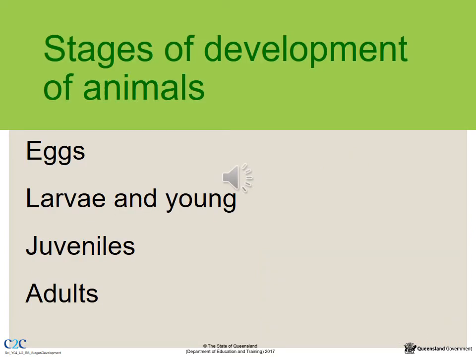Okay, if we think about animals, animals go through four basic stages of development. They start life as an egg, they become a larva or a young, they become a juvenile or a child, and then they become an adult.